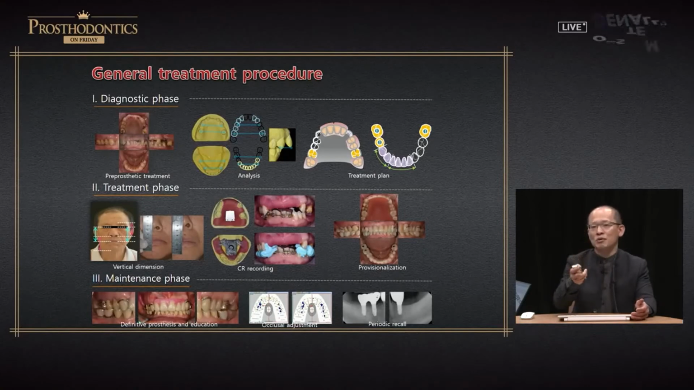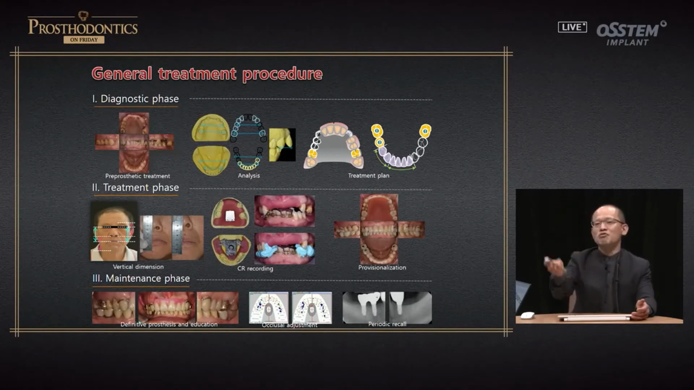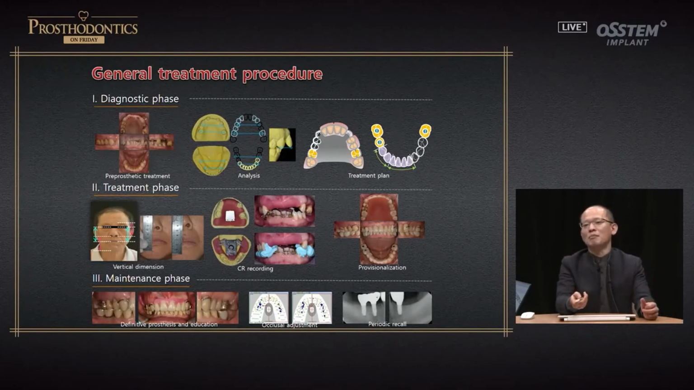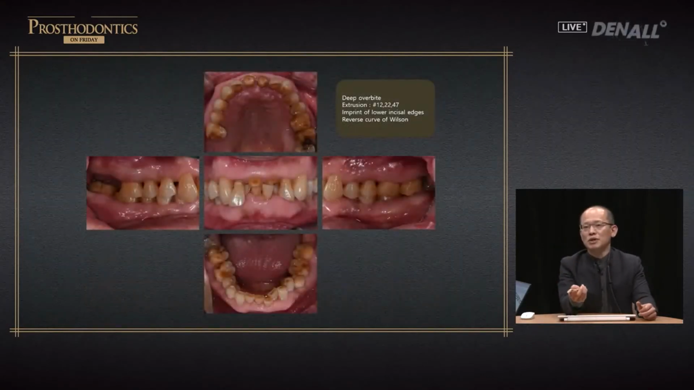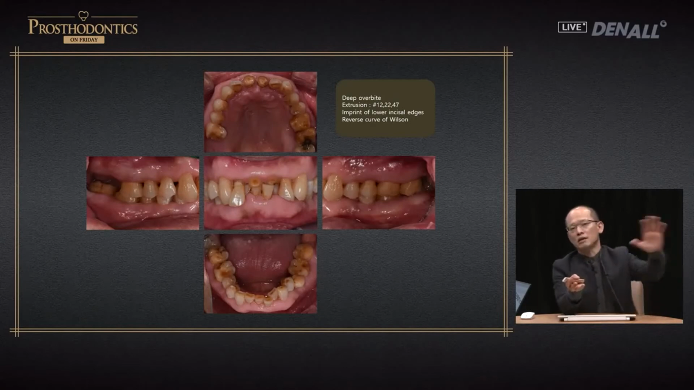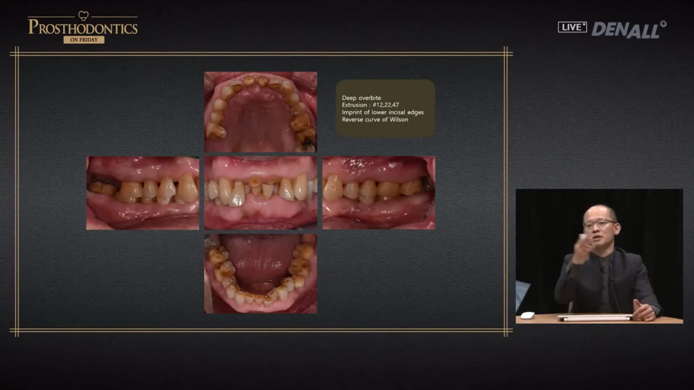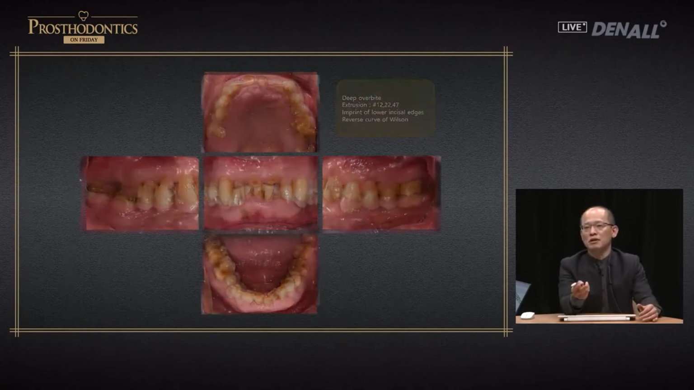That's the important thing. So I'm putting this slide up again because the maintenance phase is as important as other phases, because after the work, you have to make sure the problem does not happen again. So all phases are important. So this is another case. Overall, there's a lot of wear and there's not much function and VD on the posterior side. There is a reverse curve of Wilson. So that's what you can see.